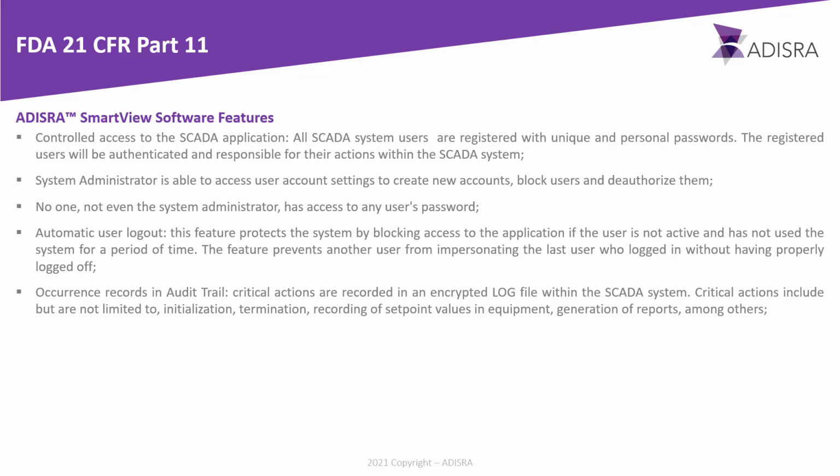Occurrence records in Audit Trail. Critical actions are recorded in an encrypted log file within the SCADA system. Critical actions include, but are not limited to, initialization, termination, recording of set point values in equipment, generation of reports, among others. If there is an operation failure, it is possible to extract information from this log to understand the sequence of events that occurred before failure.